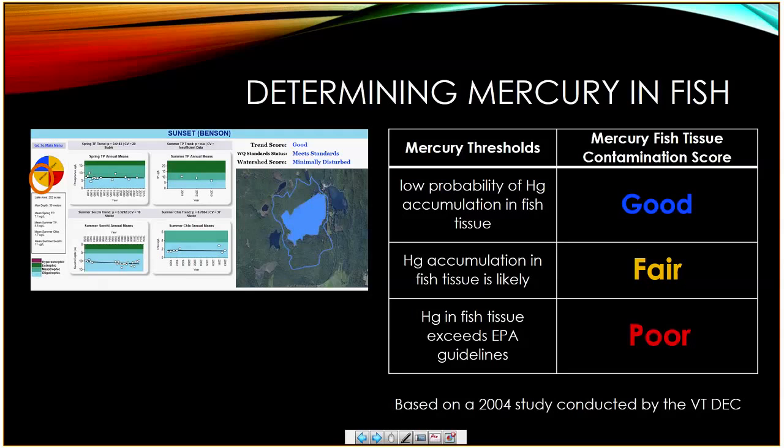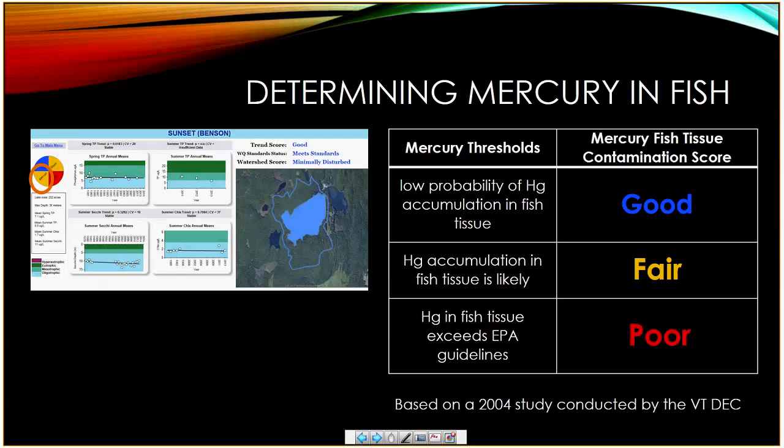So the study that was conducted back in 2004 did some actual testing of zooplankton samples, phytoplankton samples, and fish tissues to find out where mercury was present in a lake food web, if it was present at all. And using that data, they developed a model that we then have used to determine the color of the quadrant for this lake's scorecard. If the model was showing that there is a low probability of mercury accumulation in fish tissue, we've given those lakes blue in the mercury quadrant.